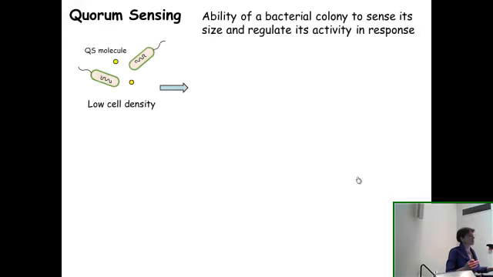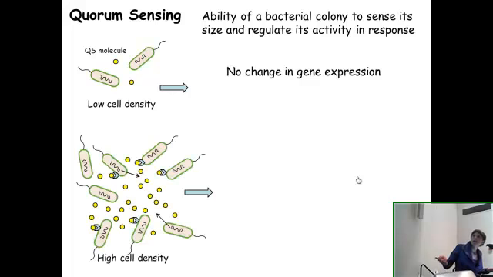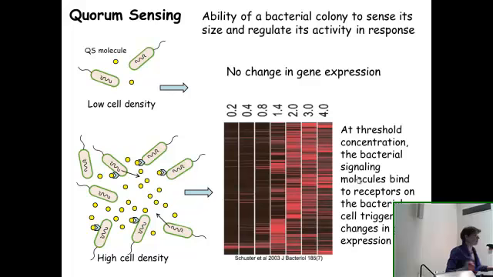Quorum sensing is this really fabulous process where single-cell bacteria emit small molecules. At low concentrations, it has no effects, no change in gene expression. But when the bacteria reach a quorum, a high density, receptors present on the bacterial surface will bind to these molecules and trigger a dramatic change in gene expression. And this is an image from a classic paper by Bonnie Bassler's lab showing that as you increase cell density, you get these dramatic changes in gene expression.